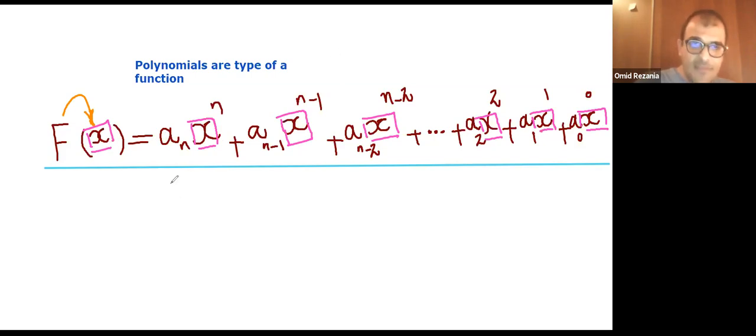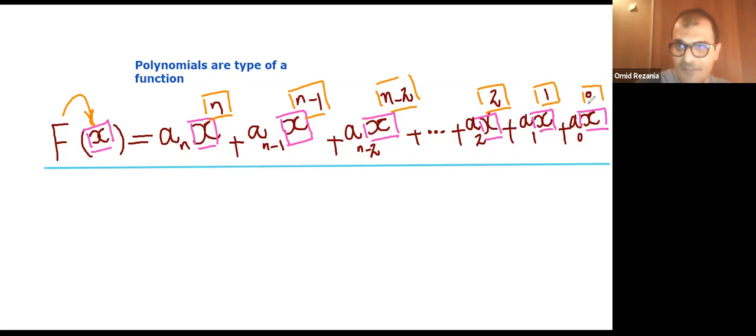The second thing: you see that I have an exponent on the x, n, n minus 1, n minus 2. I have 2 here, which is going to be our exponent of interest today. Then I have 1 as an exponent for the single variable, and I have 0. X to the power 0 becomes how much, guys?